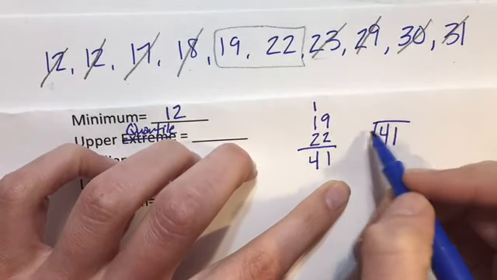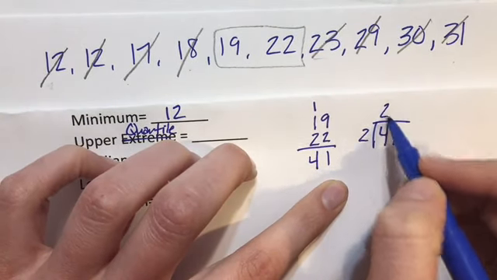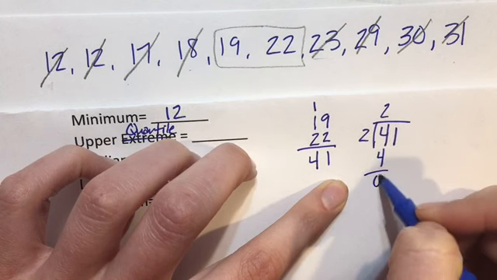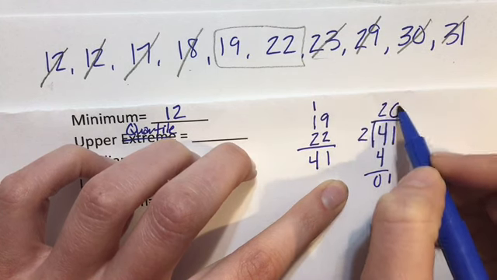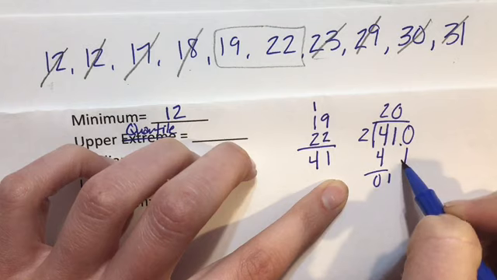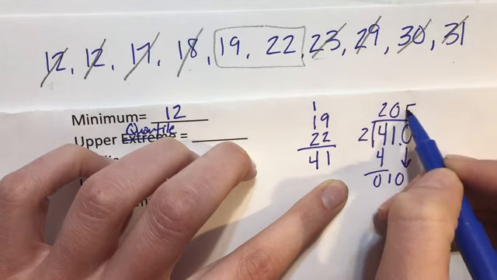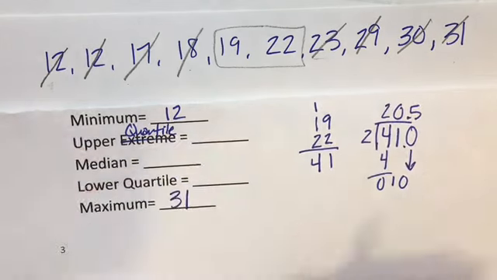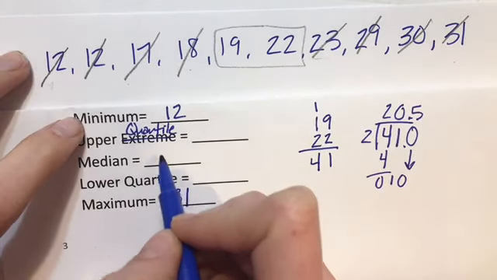We need to divide that by 2. So we have 41 divided by 2. 2 goes into 4 twice. We subtract. We're left with 0. 2 goes into 1 0 times. Add the decimal point and a 0. Bring it down. 2 goes into 10 5 times, and it does go evenly. So we get 20.5. So that is our median, right?